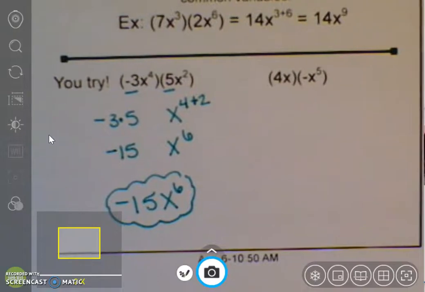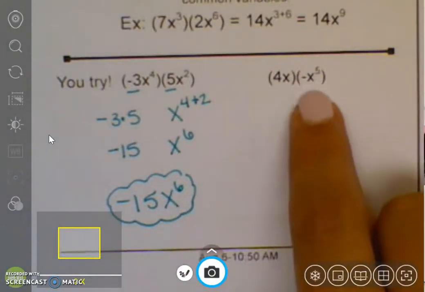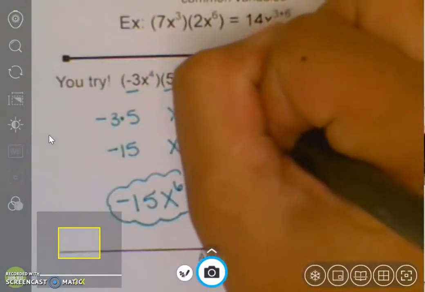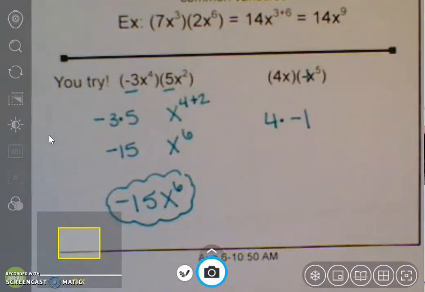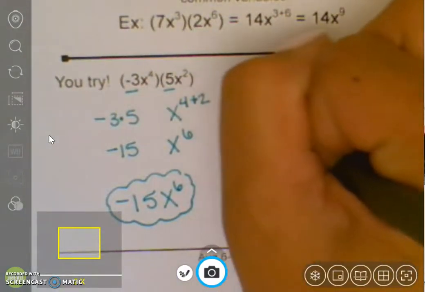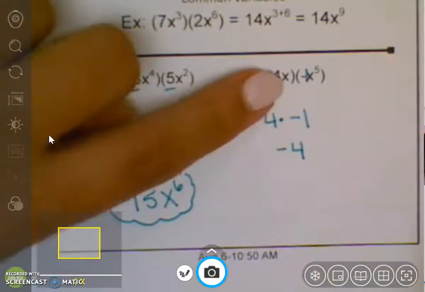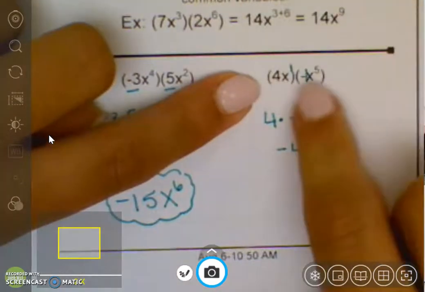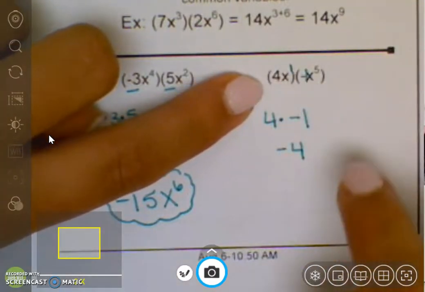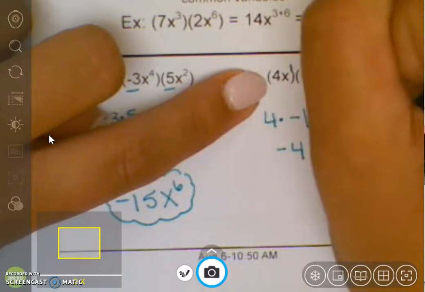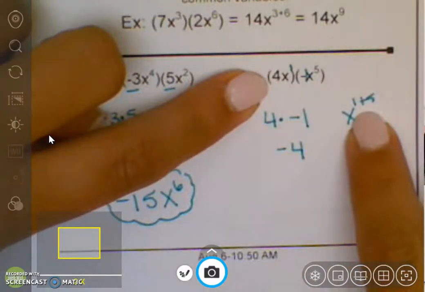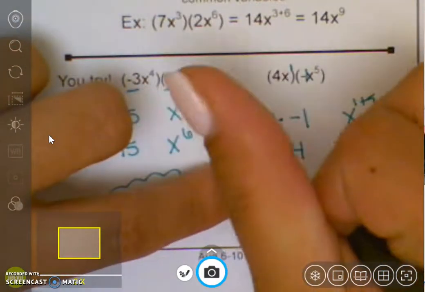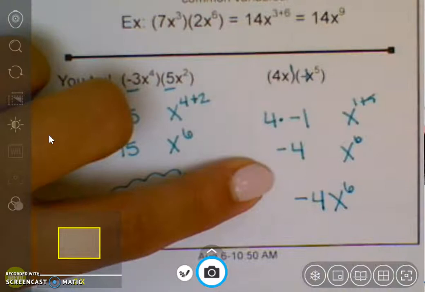Okay, for the next one, remember the number right here by the negative is a 1. So you're doing a 4 times a negative 1 for your numbers, which gives you a negative 4. And then don't forget up here in the exponent, it's 4x to the 1 as well. There's a little 1 up there. So when we add exponents, you get 1 plus 5. 1 plus 5 is 6. So when you put it together, your final answer is negative 4x to the 6th.